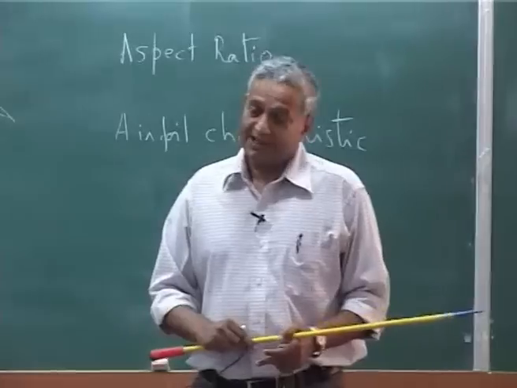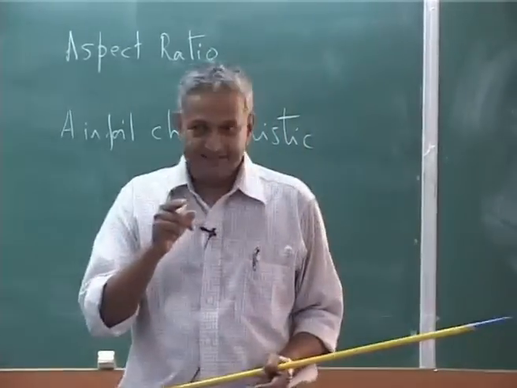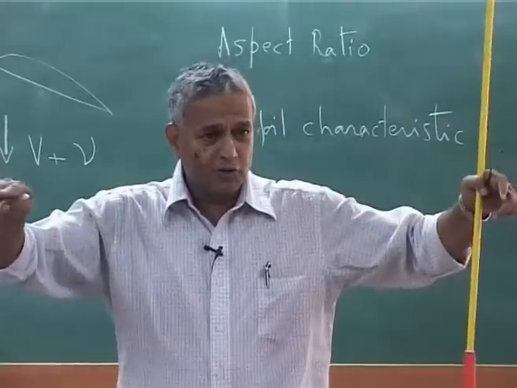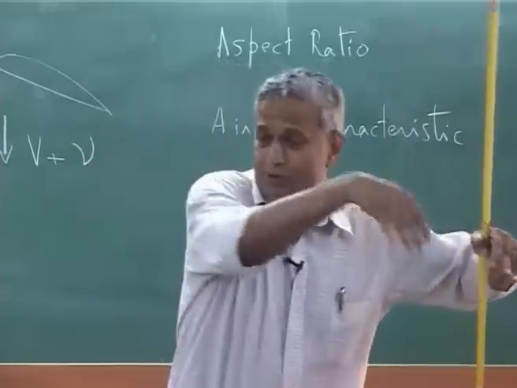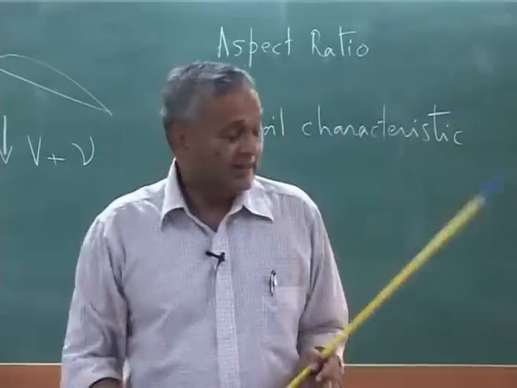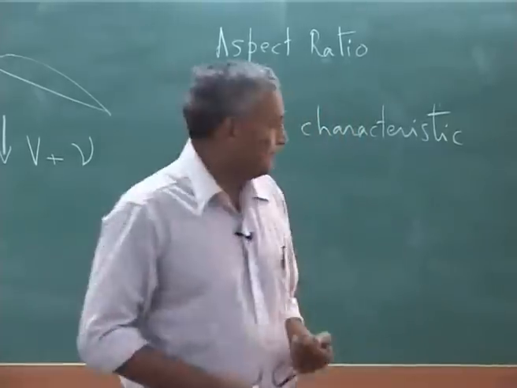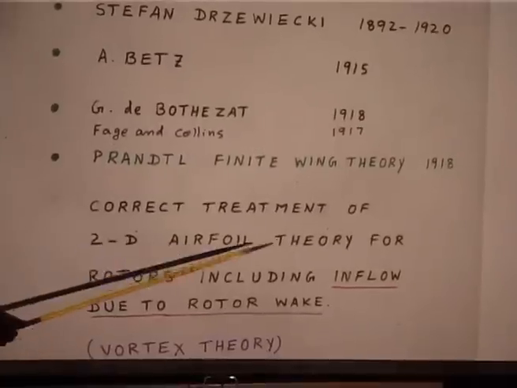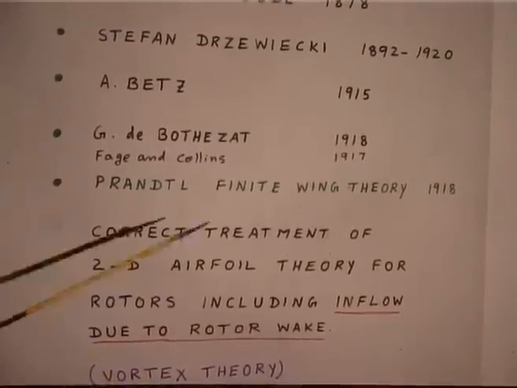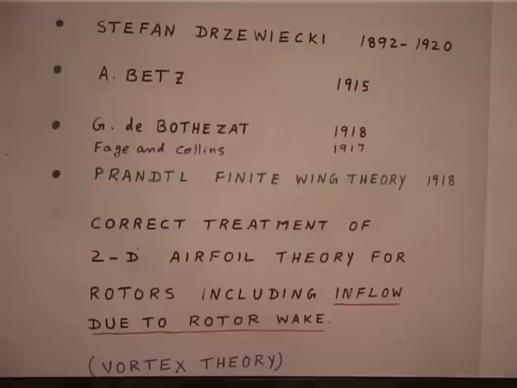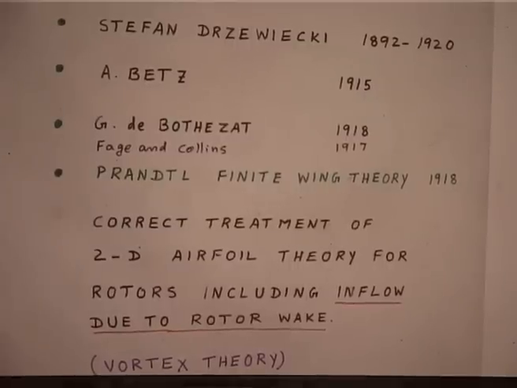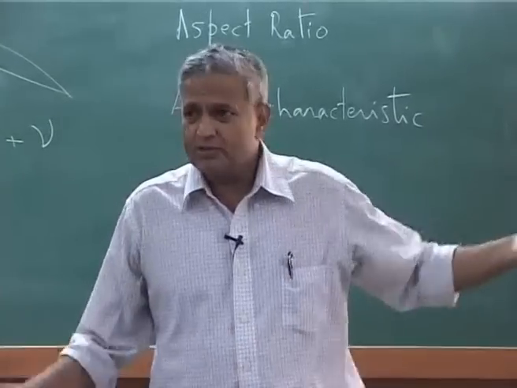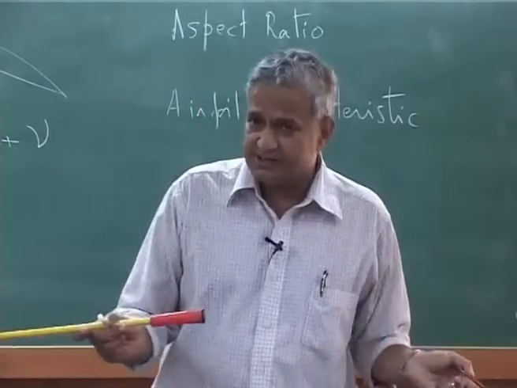Then they said, yes, we have to use vortex theory to get the proper value of inflow at the place where it is going at the rotor disc. That is why in the beginning the correct treatment of 2D aerofoil theory for rotors came from vortex theory, because in 2-dimensional there is a correction, because the vortex gives induced velocity, that is what you get as induced drag in your fixed wing theory.